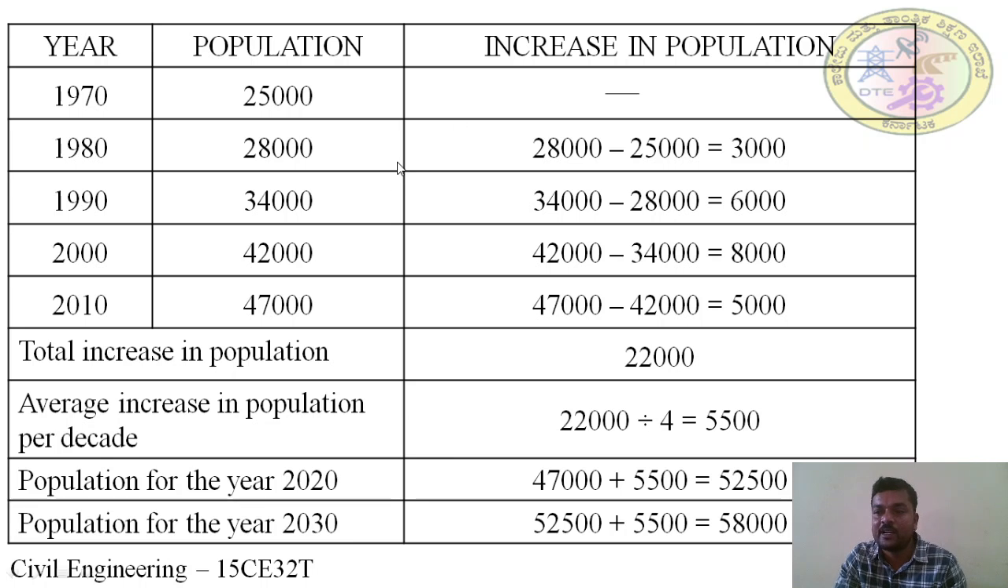So here is the final outcome of the problem, consolidated. Here is the increase in population with respect to decade, the total increment in population is here, and the average increase in population per decade is here. So we have calculated the population for 2 decades, that is, the population for the year 2020 and the year 2030, equal to 52,500 and 58,000.